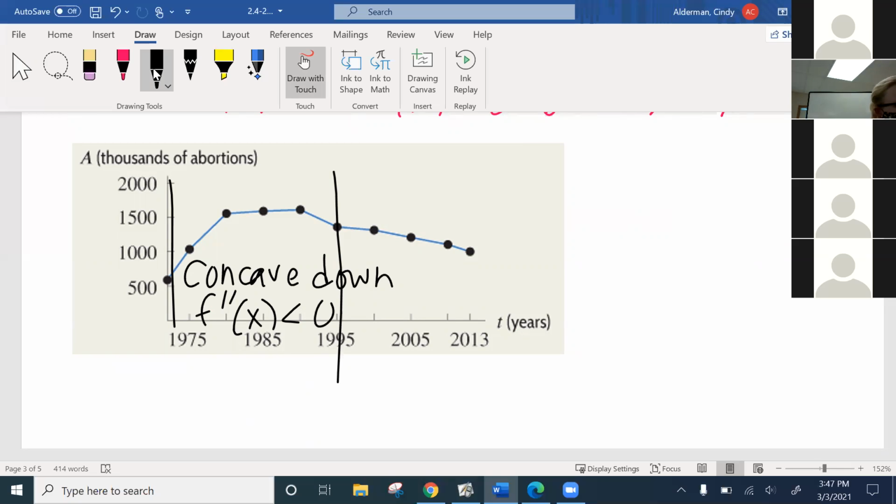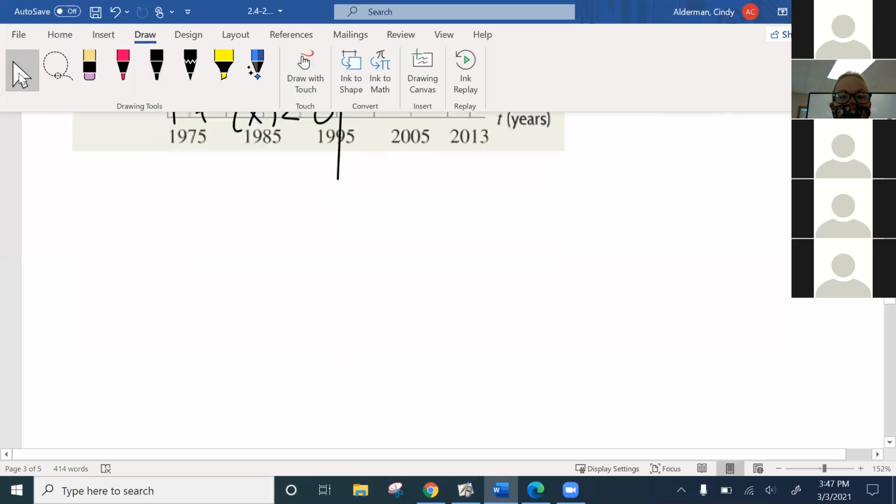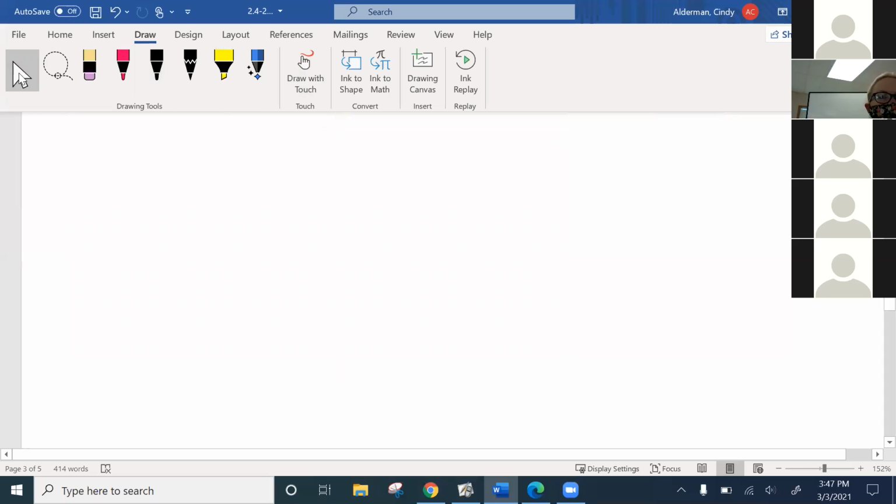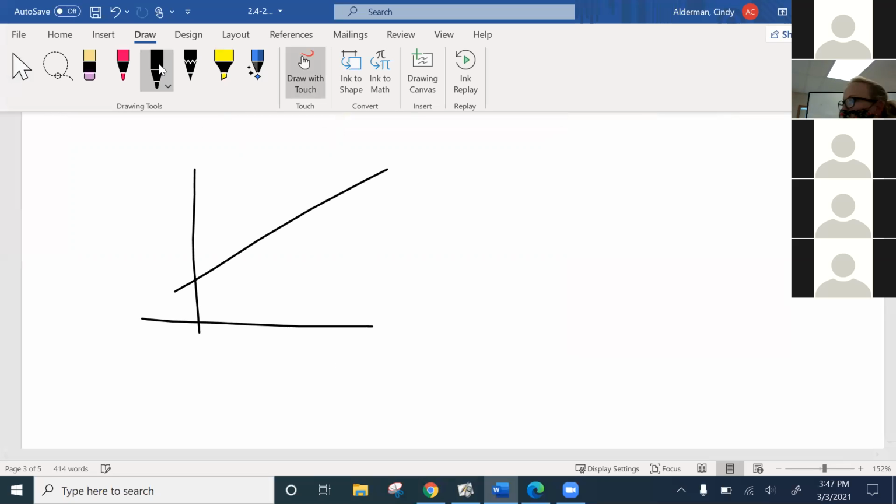All right. That was section 2.4. Now we're going to do section 2.5, which is marginal cost and revenue. So think about a linear graph.